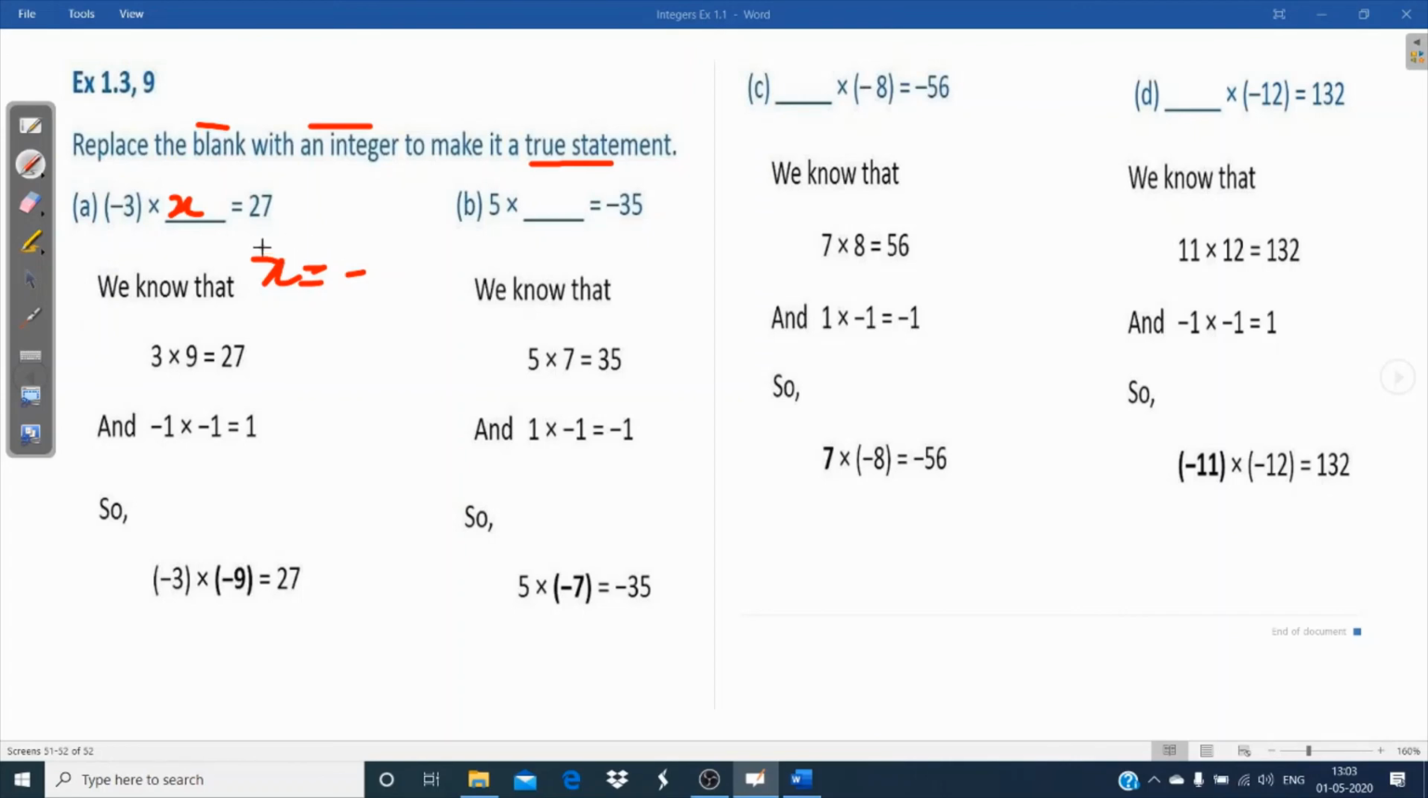Negative integer means now 3 multiplied by which number will give you 27? So 3 nines are 27. So here it should be 9. Now you can see minus 3 into minus 9, minus minus plus, 3 nines are 27. So what is the value of x? Minus 9. Same thing we have written here, student. This minus minus means you have to take this integer x as negative. And one more way is there, student.